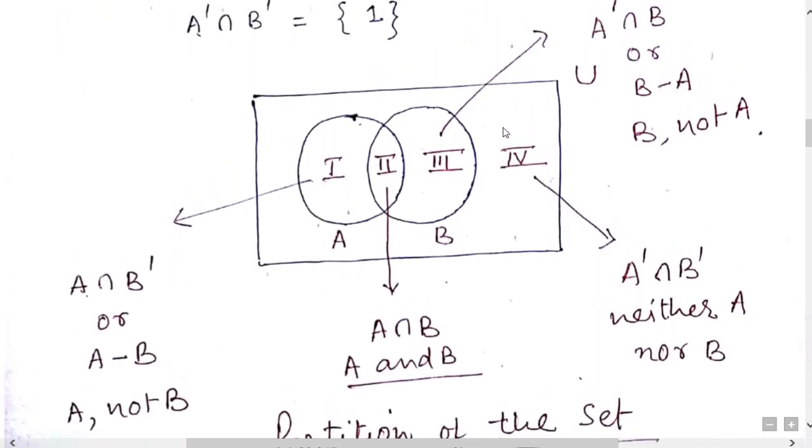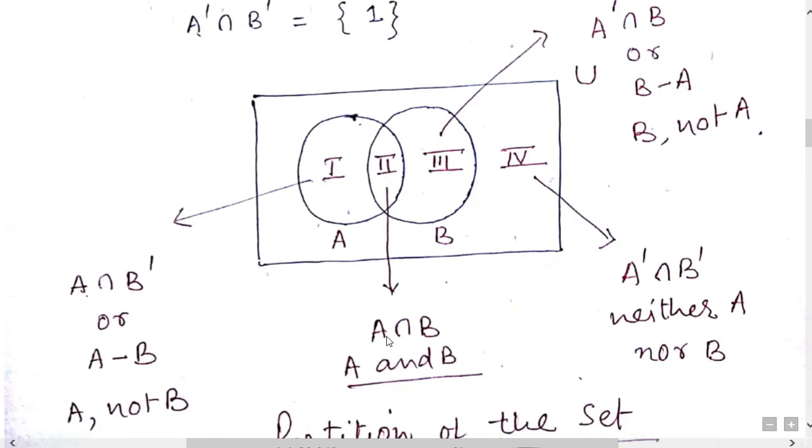Now look at this diagram. The diagram comprises one universal set, the rectangular block, and two sets A and B. Basically, these two sets divide the universal set into 4 parts: 1, 2, 3 and 4. Now what is the meaning of the first part? It's A intersection B complement, or A minus B, or you can write A not B.